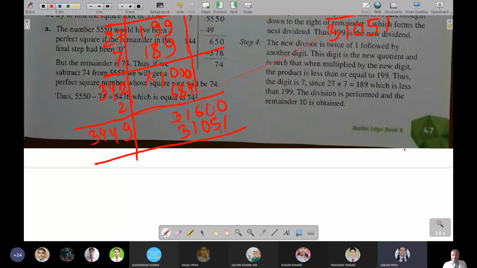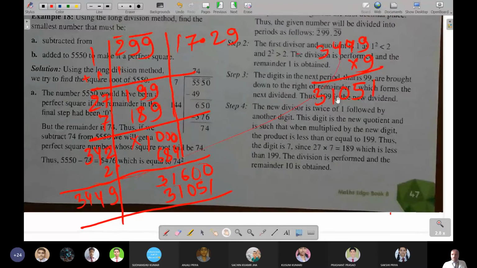Sir, how did you keep the 9 there, sir? Because when we multiplied 3449 with 9, we got 3105, which is smaller, and the biggest number which we can keep over here is 9 only. After that we can't keep 10 over here. Got it? Okay, sir. That's why. So in this way you can find it in decimals also. Is this clear? Yes, sir.